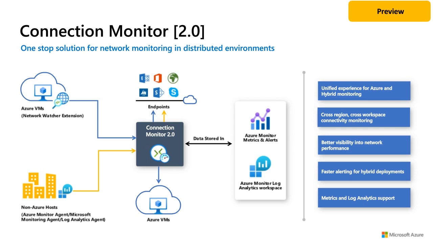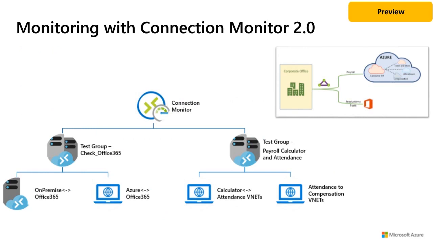Going back to the Contoso IT example, in Connection Monitor 2.0, what you would do is you would create one Connection Monitor and two test groups, one for each use case. The first one monitoring connectivity to O365, Outlook, whatever, and the second test group monitoring connectivity between your Azure VNets. In turn, tests would be connected, which would test connectivity from on-premise and Azure. Quickly going to switch to the demo now.